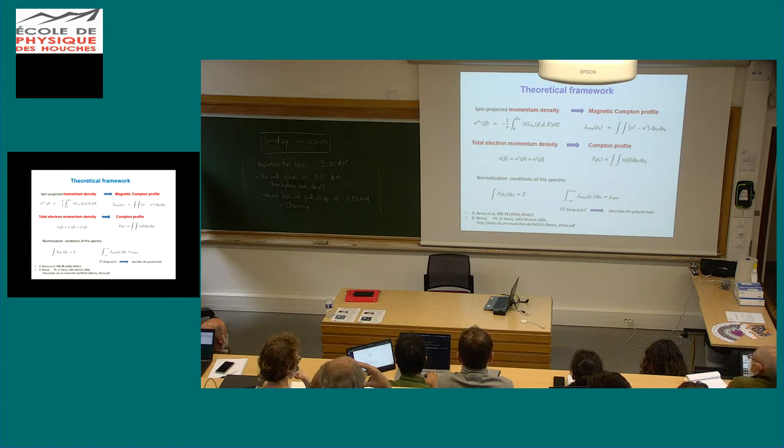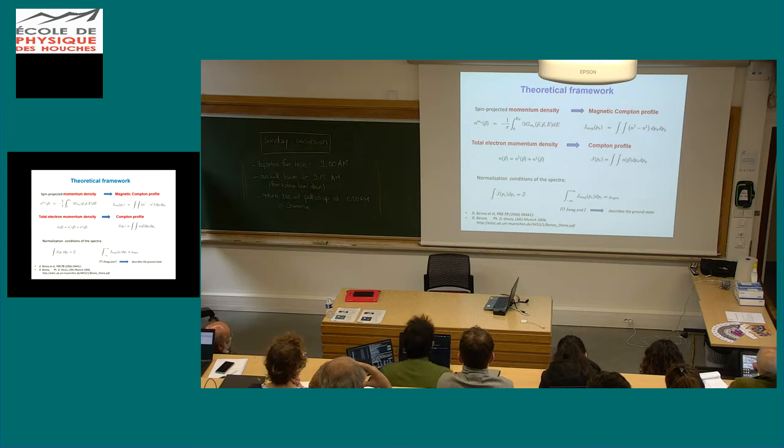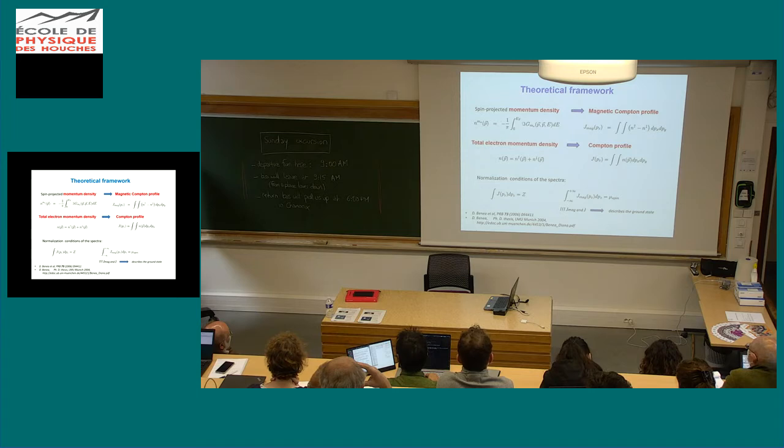The complete derivation is described here. But what I should point out at this step is that these two types of quantities, the magnetic Compton profile and the Compton profile, are describing the ground state of the electronic system. So this is particular to this type of spectroscopy.